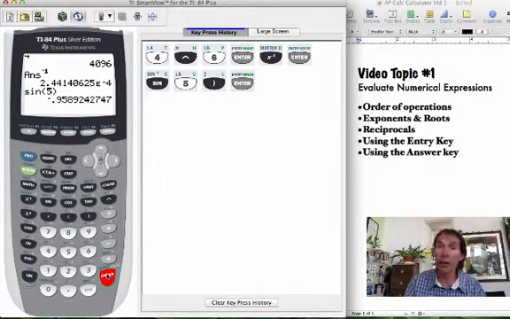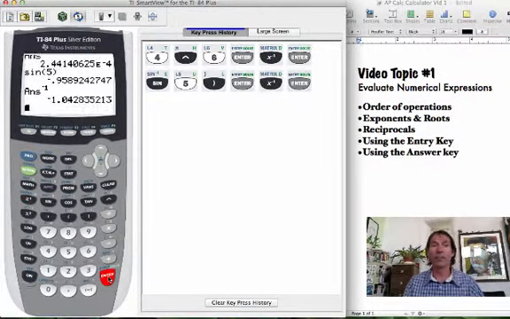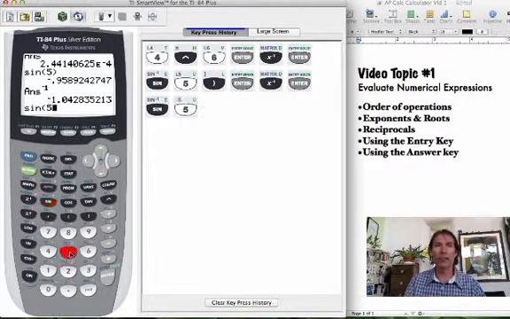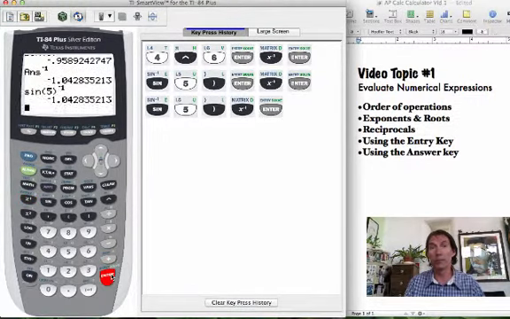But if I really wanted the cosecant of 5, which is 1 over the sine of 5, then now I could hit that x to the negative 1, and it's going to give me the answer of the cosecant of 5. If I wanted to do that in one line, I hit the sine of 5, close parentheses, x to the negative 1. Now that's going to take the sine of 5 and then flip it over. It's going to give me the cosecant of 5. So enter should give me the same answer.